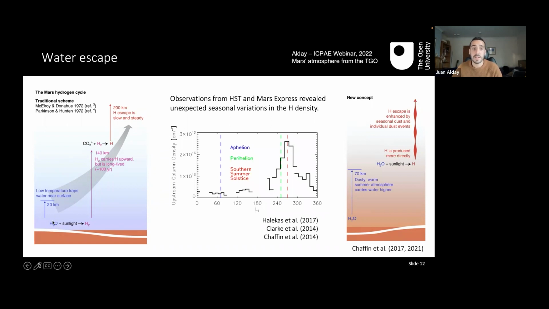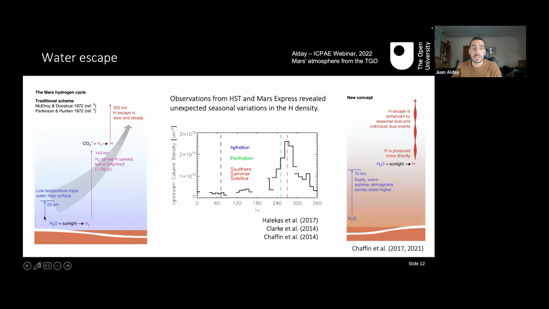And before, it was believed that water vapor was confined to the near surface atmosphere, so that most of the abundance of water was below 20 kilometers. At this altitude, water ice clouds form and water condenses, and basically that depletes water vapor above the cloud level, not being able to take the hydrogen to the upper atmosphere where it can escape to space.